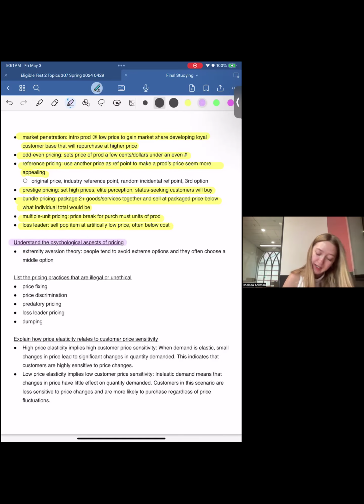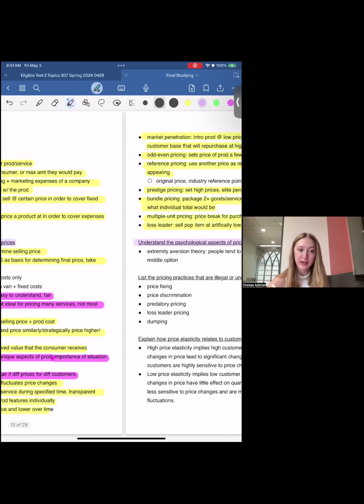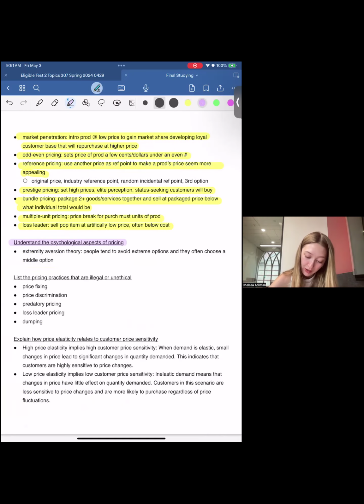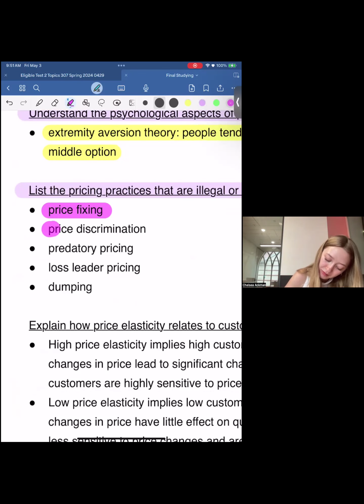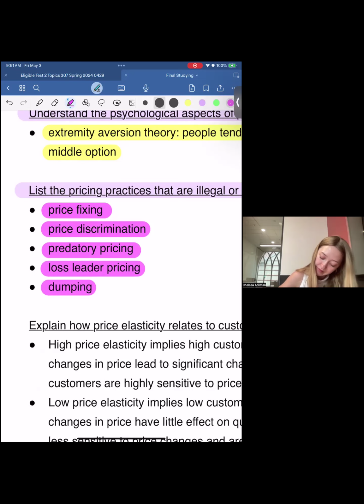Understand the psychological aspects of pricing. A lot of that went into all those pricing methods that I just explained, but also there is the extremity aversion theory where people tend to avoid extreme options, including in pricing, and they often choose a middle option. List the pricing practices that are illegal or unethical. These are price fixing, price discrimination, predatory pricing, loss leader pricing, and dumping.